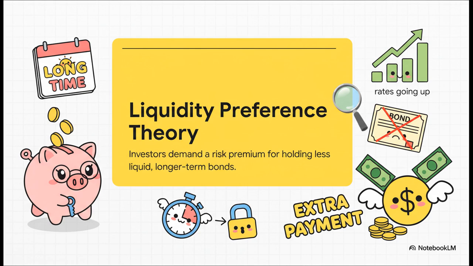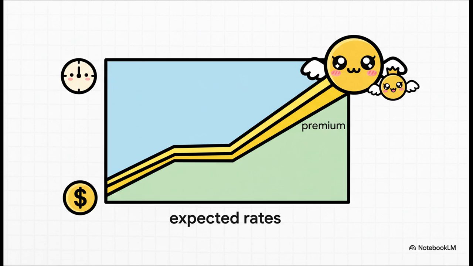It acknowledges that locking your money away for a long time, well, that's risky. What if interest rates shoot up and your bond is suddenly worth less? To convince you to take that risk, they have to pay you a little extra, and that extra payment is the liquidity premium. And this is a huge deal because it explains why, most of the time, the yield curve slopes upwards. That upward tilt isn't just because we think rates will go up, it's also the cost of certainty. It's the premium investors demand for locking their cash away for longer.